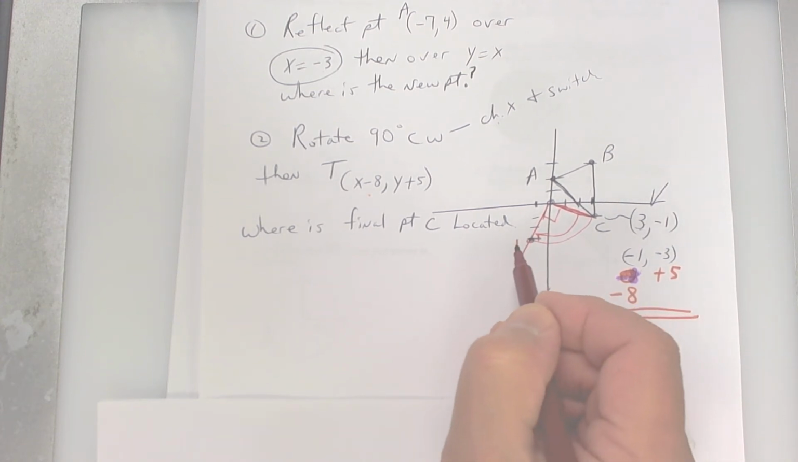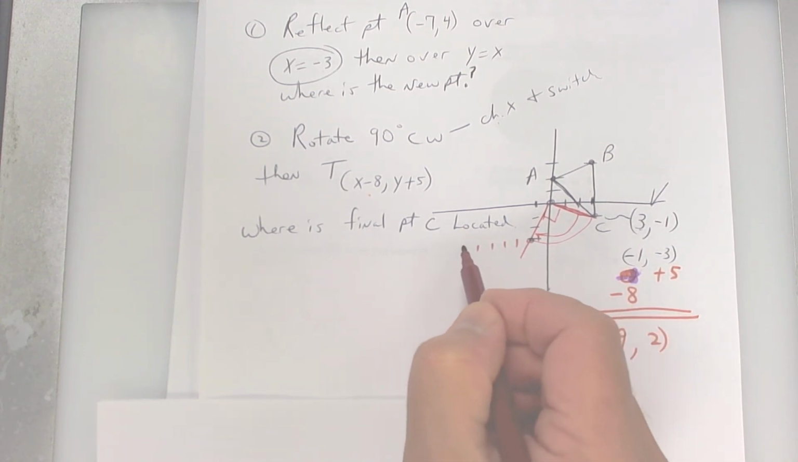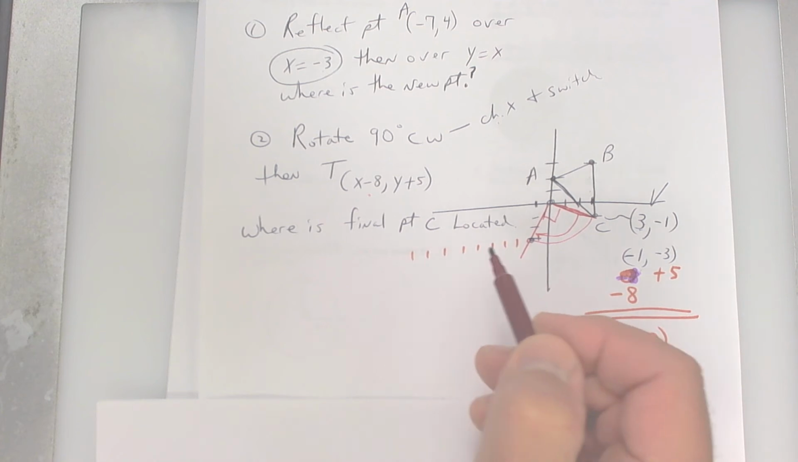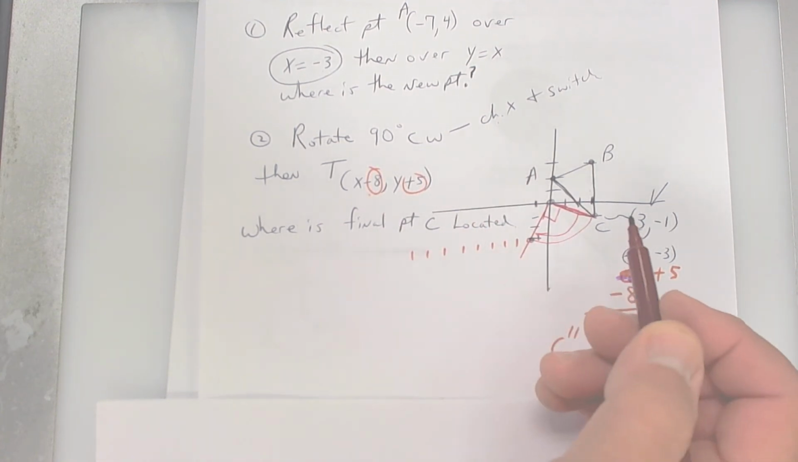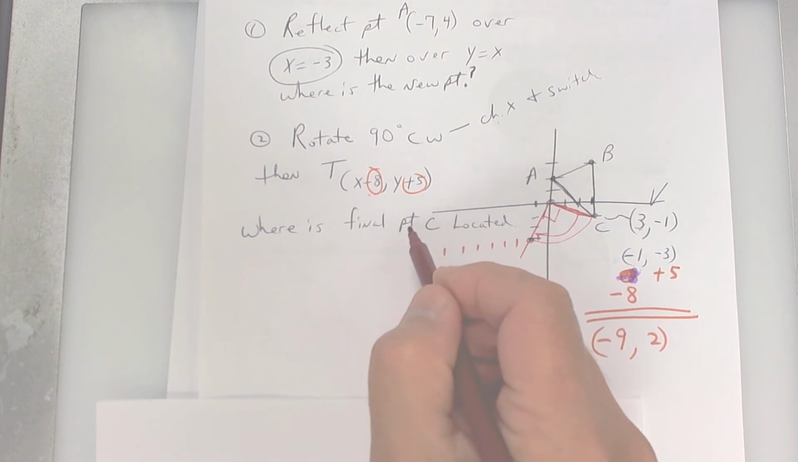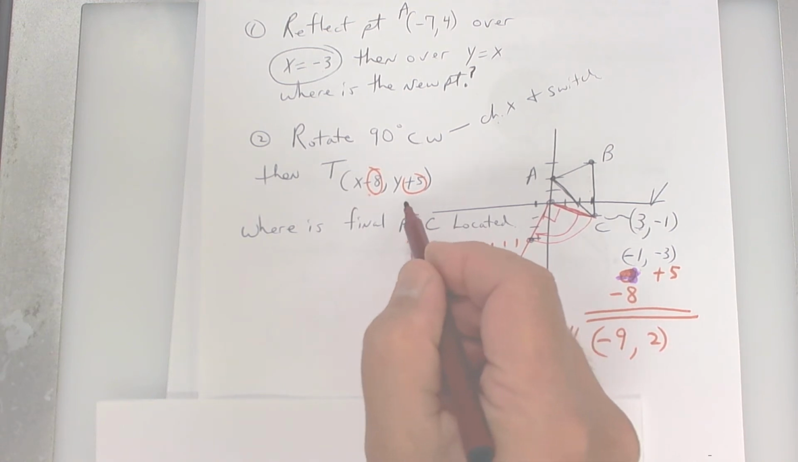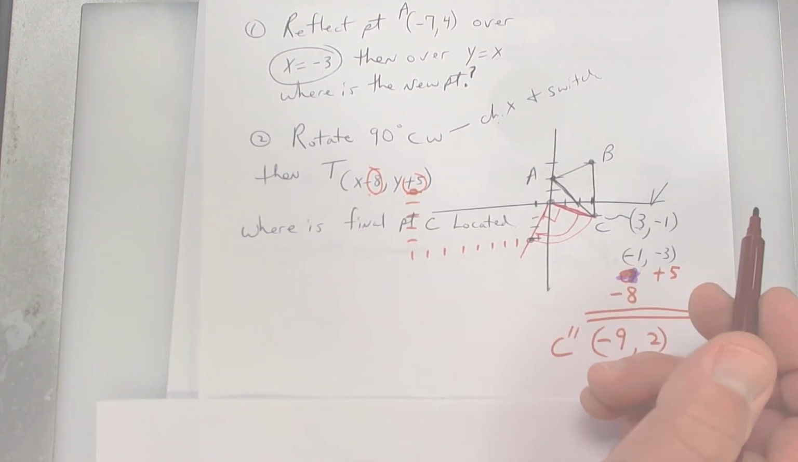Let's see how that looks. 1, 2, 3, 4, 5, 6, 7, 8. You slid it to the left, and then you slid it up 5. So 1, 2, 3. So up here, 1, 2, 3, 4, 5. It should be right there.